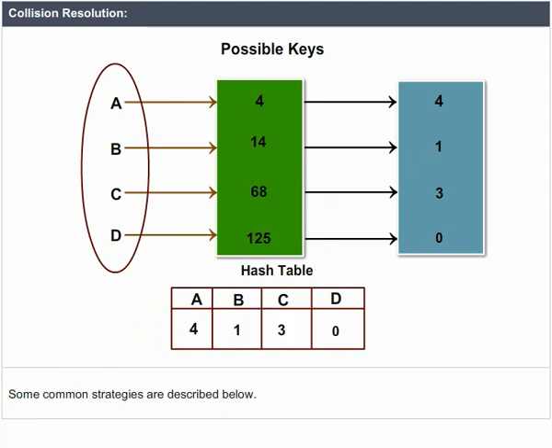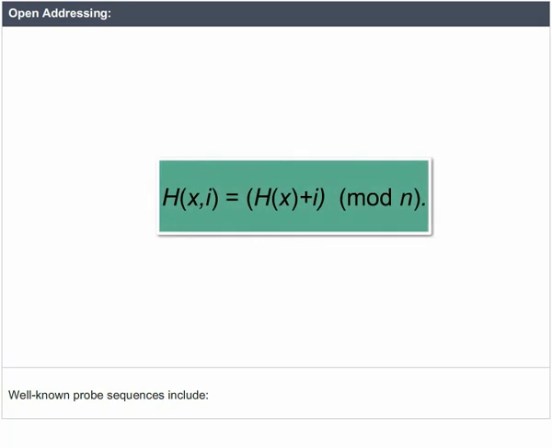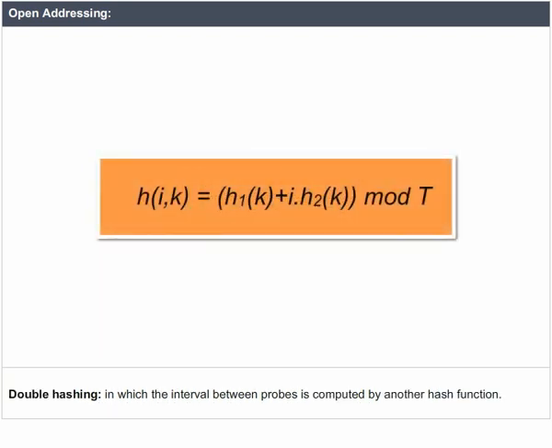All these methods require the keys be stored in the table, together with the associated values. Well-known probe sequences include linear probing, in which the interval between probes is fixed, usually 1. Quadratic probing, in which the interval between probes is increased by adding the successive outputs of a quadratic polynomial to the starting value given by the original hash computation. Double hashing, in which the interval between probes is computed by another hash function.